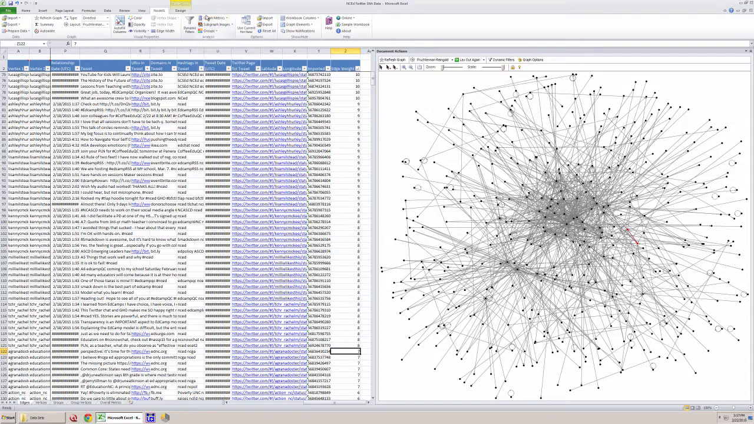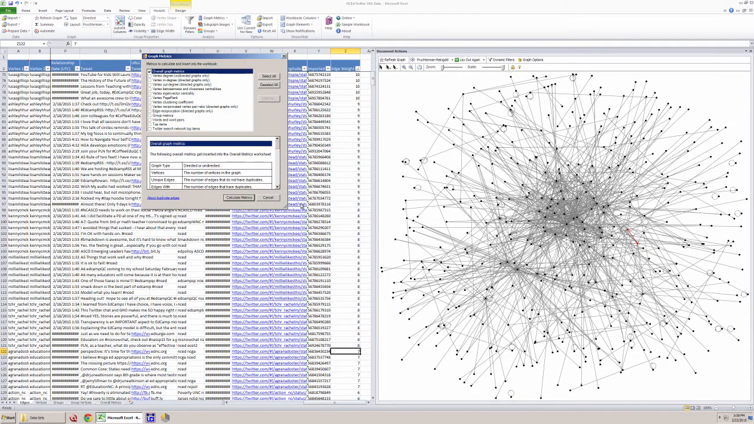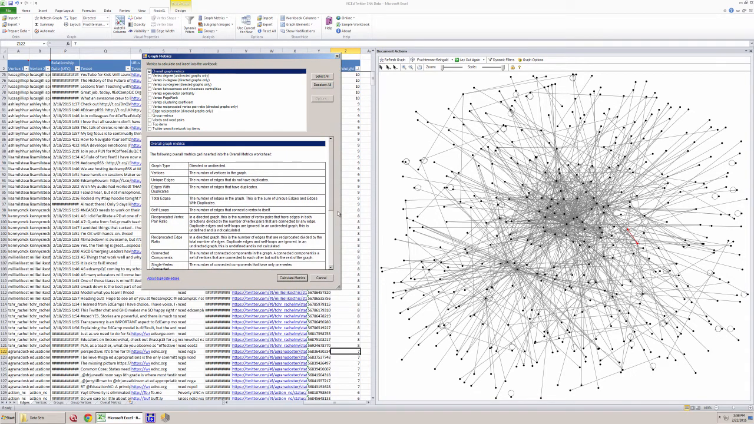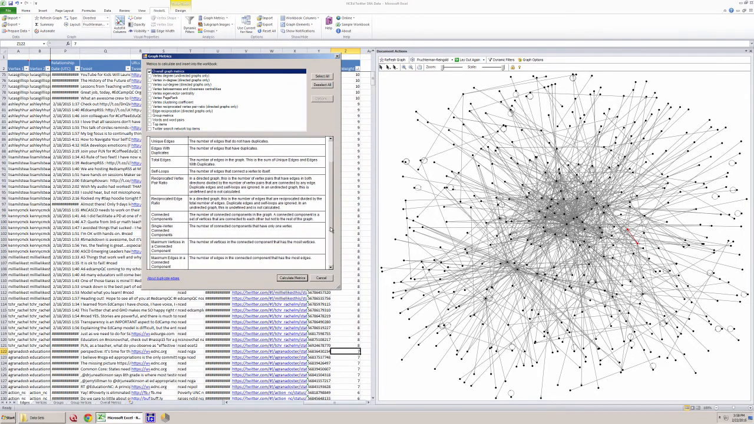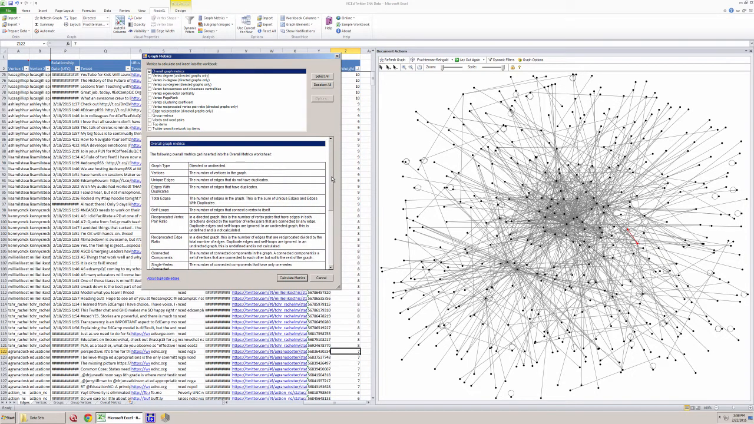So we are going to go over here to this analysis section, and we're going to go to graph metrics first. If we click on graph metrics, it's going to give us a range of options for metrics that we can calculate for this graph. It's also going to give definitions for these metrics, which is very helpful, especially for beginners. So let's go ahead and calculate some of these.